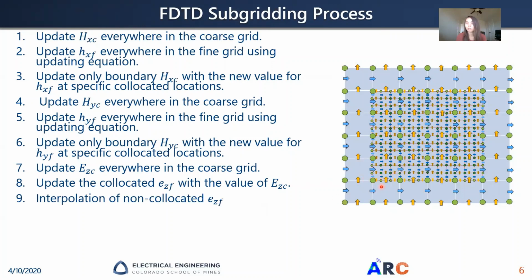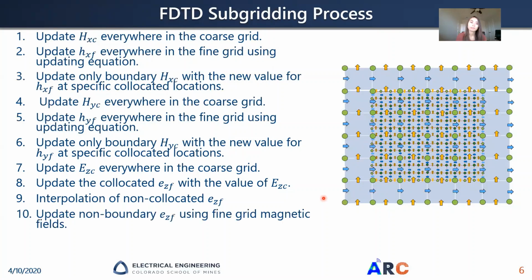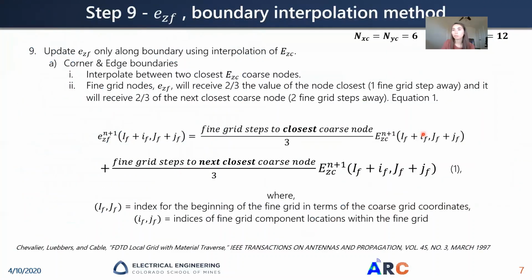Now, since we don't have these fine grid electric field values between the coarse co-located ones, we will interpolate these across the boundary, which I will talk about in the next slide. After that, we'll update the non-boundary fine grid electric fields in the z direction, which are all of these darker green dots within the subgrid region. And now the same process, steps 1 through 10, will happen for every single time step within the finite difference simulation.